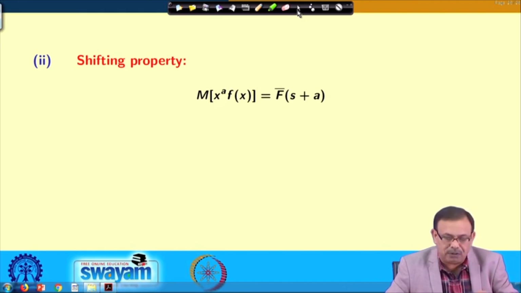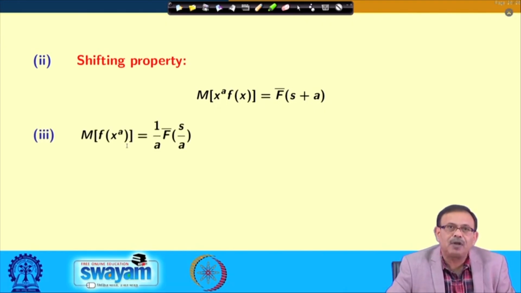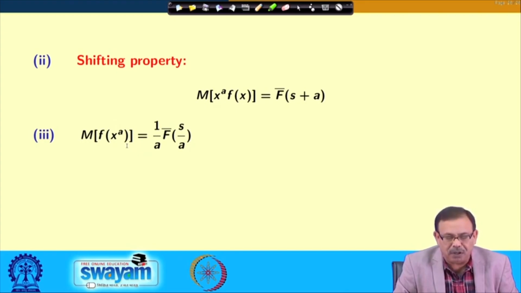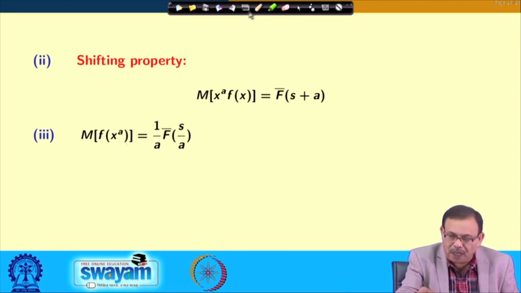The next property is the Mellin transform of f(x to the power a), which equals 1 by a F bar(s by a). Please note this one. The Mellin transform of f(x to the power a) equals 1 by a F bar(s by a).